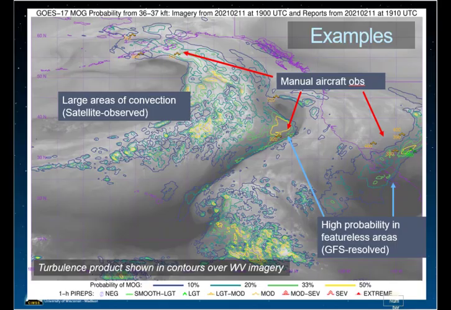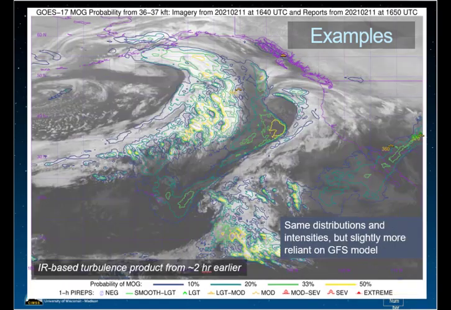This is the MOG product contoured over water vapor imagery. Note the contribution from GFS data in featureless areas. There are also many contours over regions of satellite observed convection in this water vapor imagery. This infrared-only based product from 2 hours earlier than the previous image shows similar distributions and intensities, but it is more reliant on the GFS model.